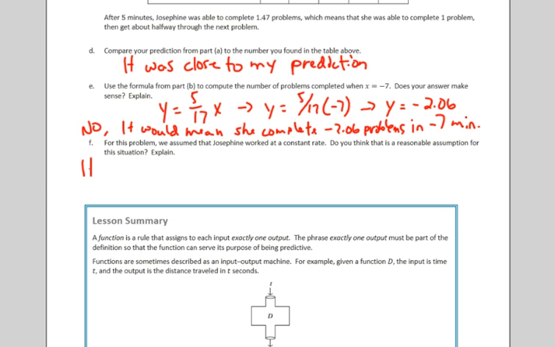In this case, it does not seem reasonable. It's kind of like when you're doing homework. Some questions are harder than others. Some questions might take you longer. So it does not seem reasonable to assume constant rate.